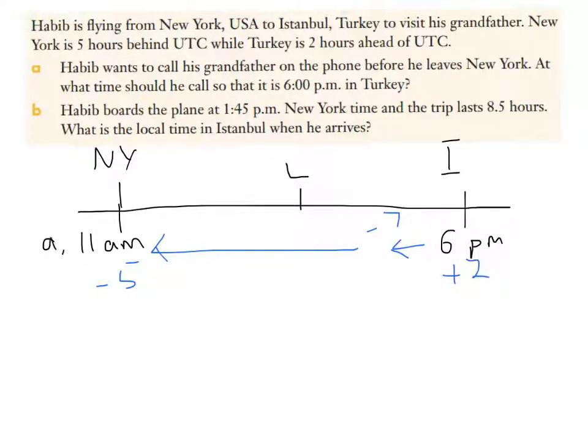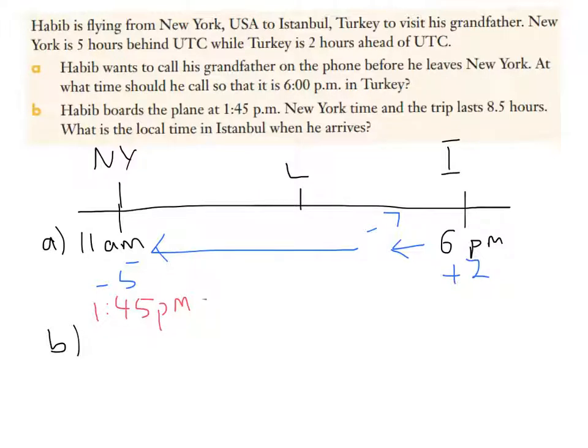Alright, so that's question A answered. For question B, Habib boards the plane at 1:45 p.m. New York time, and the trip lasts 8.5 hours. What is the local time in Istanbul when he arrives? Alright, well there's a number of ways we can solve this problem. Going back to our number line, and looking at the time at which Habib boards the plane at New York. He boards the plane at 1:45 p.m.